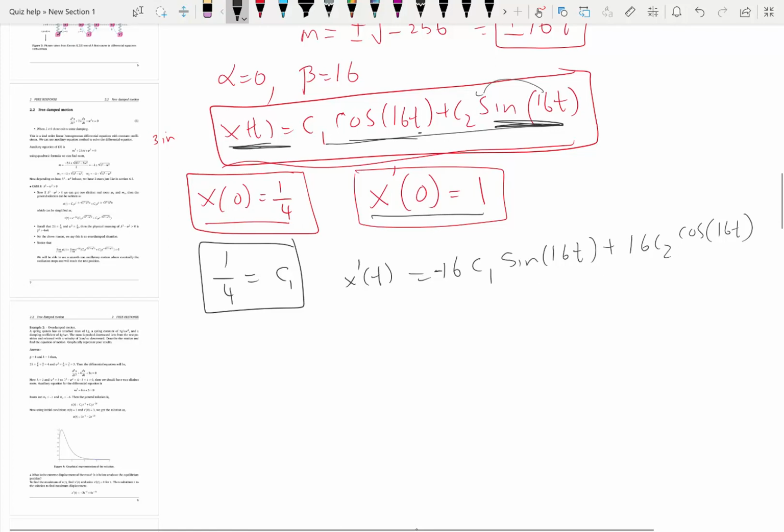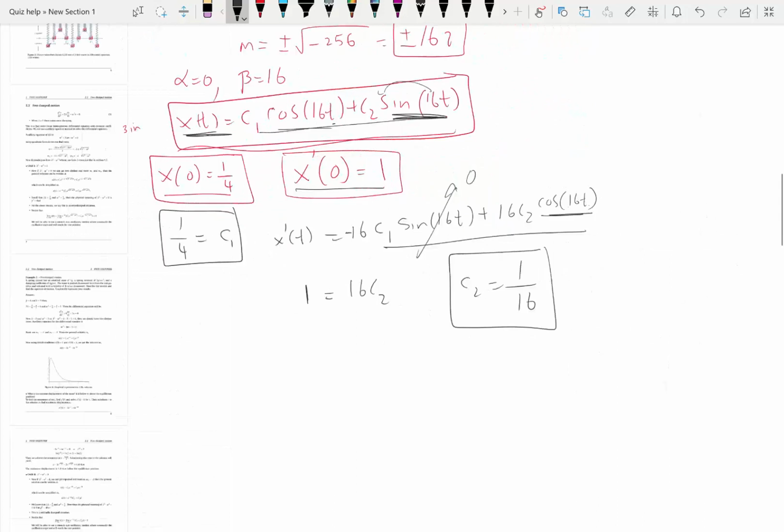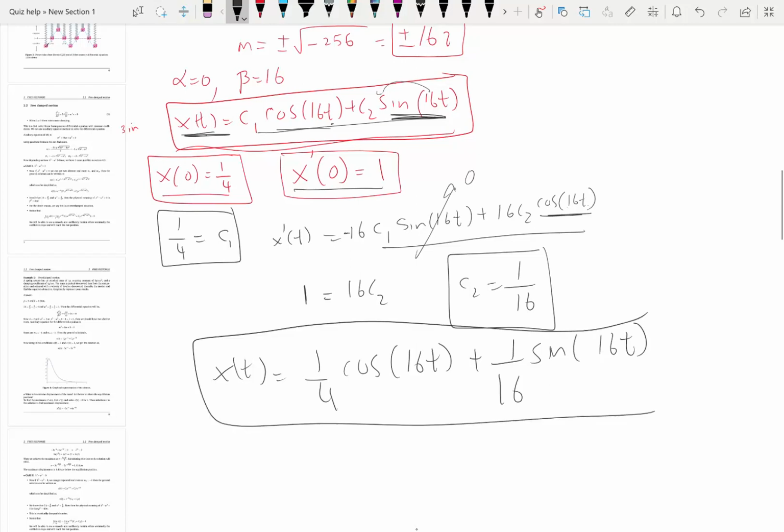Now if you substitute 0 for time, x prime will be 1. Sine 0 is 0, cosine 0 is 1, 16 times 0 is 0, so we get 16 c2. So c2 is 1/16. So our solution is x(t) equal to c1, which is 1/4, cosine 16t, plus c2, which is 1/16, sine 16t. This is the complete solution for the initial value problem. Given a time, you can find the displacement when you substitute it here.